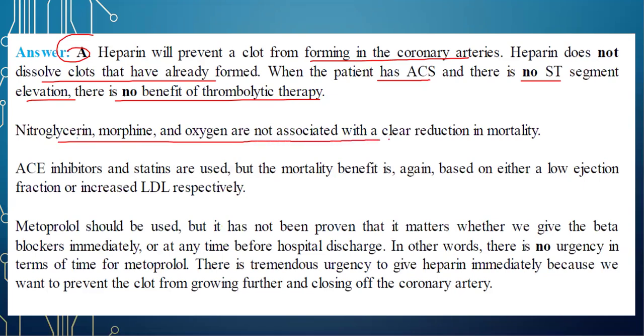Nitroglycerin, morphine, oxygen are not associated with a reduction of mortality. So for cardiac questions, mortality is the main priority when we are choosing an option. Okay, remember that, please. So far you have got the idea that if it is a patient of acute coronary syndrome, aspirin is the first thing that we choose.